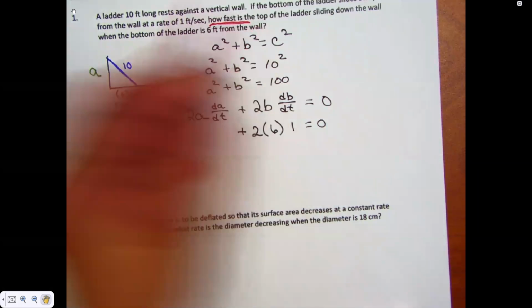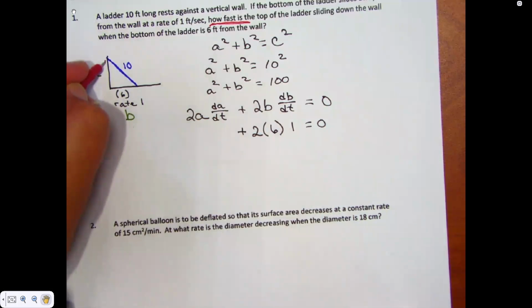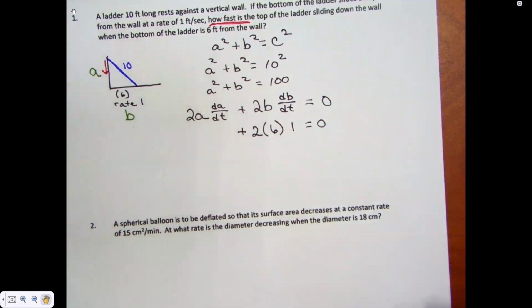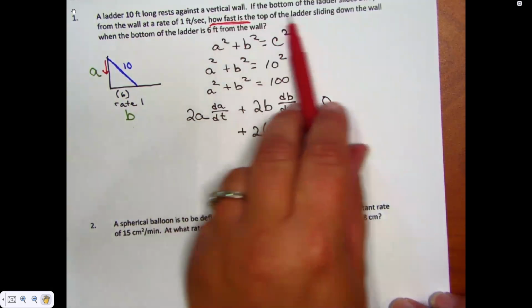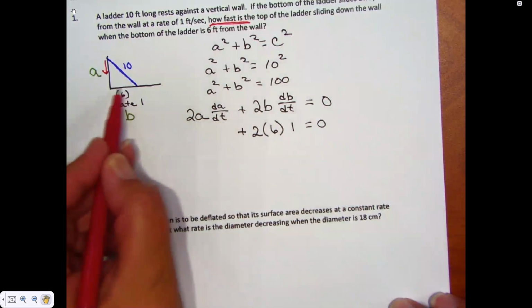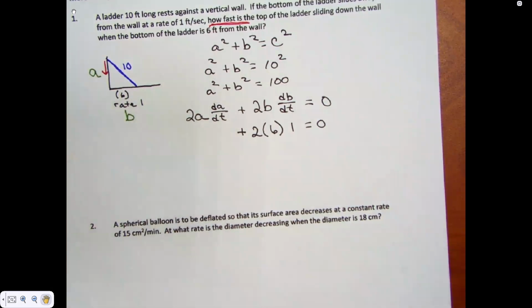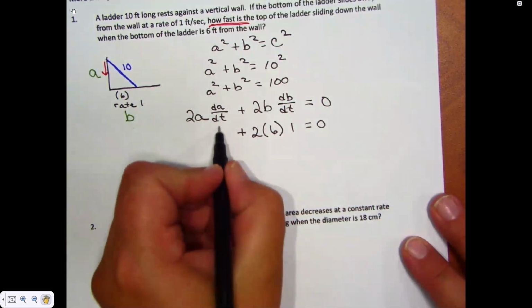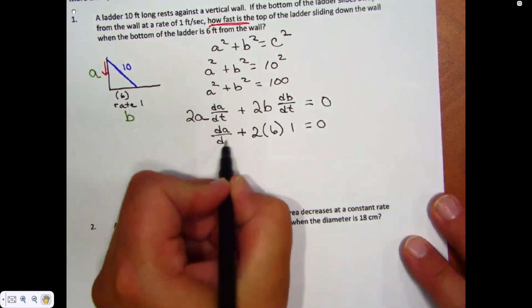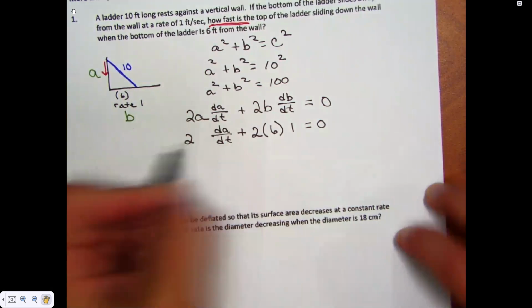And does that make sense? The top of the ladder is going down. And that's exactly what it says. How fast is the top of the ladder sliding down? This one's going out, this one's going down. So that means we're looking for dA dt. We're looking for a rate. Beautiful. How do we find A?